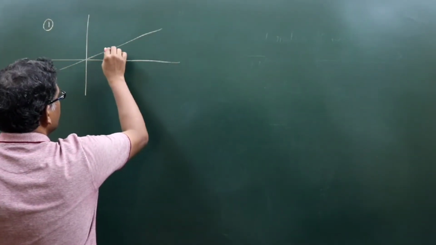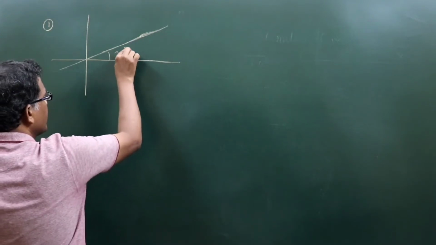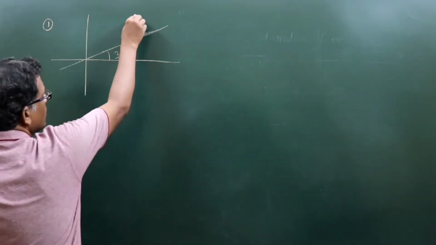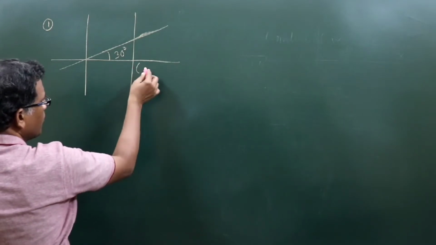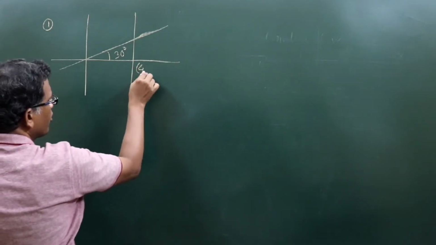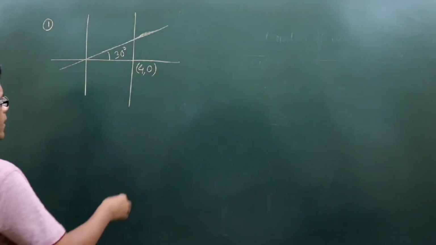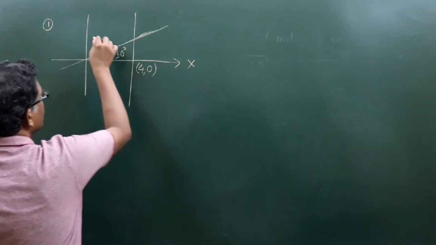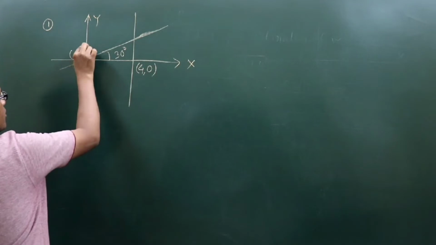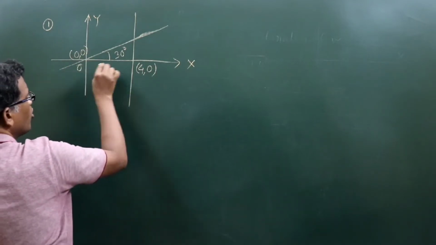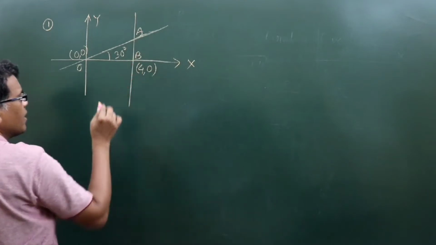This is a line which is passing through the origin and it makes an angle of 30 degrees. This is another line passing through a point (4, 0). This is the x-axis, this is the y-axis, this is the origin (0, 0). OA is one line and AB is another line.